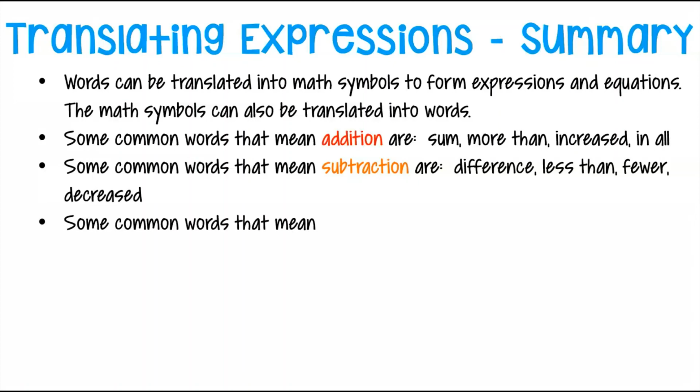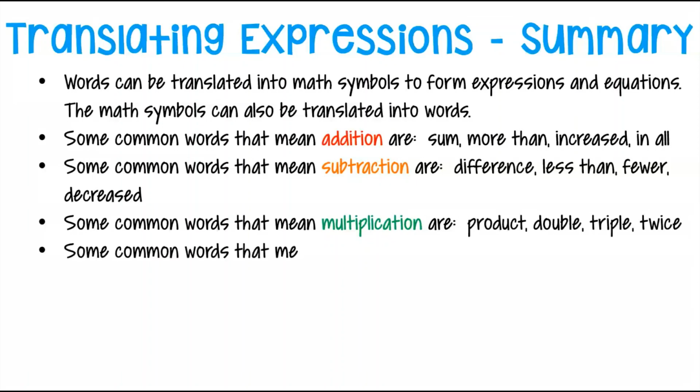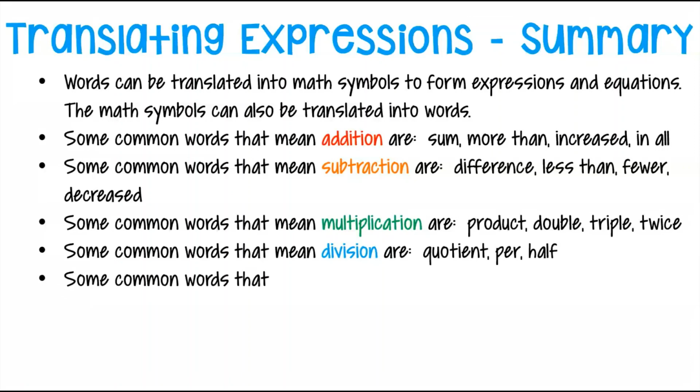Some common words that mean multiplication are product, double, triple, or twice something. When you double something, you're multiplying by 2. Some common words that mean division can be quotient, per, half. When you're taking half of something, you're dividing by 2. Some common words that mean equal are is, are, yields, was, were. And we know that because when we do a multiplication problem like 1 times 2 is 2, is means equal.